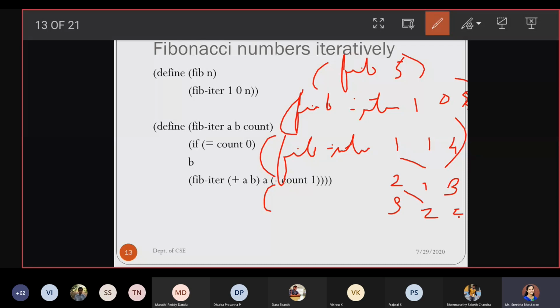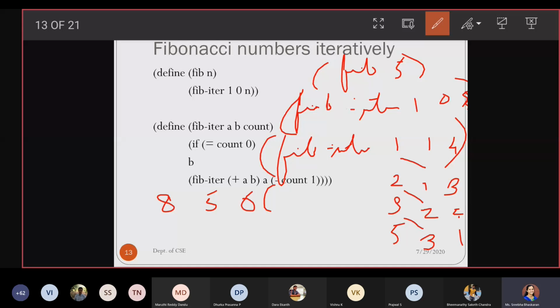So again, 2 plus 3, 5, and this value will be taken, which means your B becomes 3, and the counter is again further reduced. Next time when you are calling, it will be 3 plus 5, which is 8, and this 5 value will be taken as your B part, and the counter is reduced. So now your counter has reached 0. So now what is it going to return? It is going to return your B value.